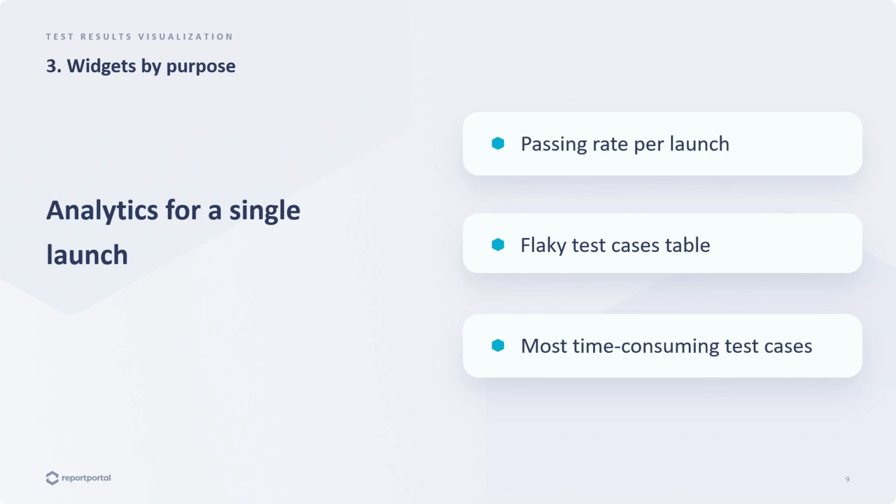It shows the percentage ratio of passed test cases to total test cases, including or excluding skipped ones, of the selected launch. The flaky test cases table shows the top 50 most flaky test cases within the specified previous launches. The test is displayed in the table if the test case status has changed at least once from passed to failed or from failed to passed in the specified previous launches. Most time-consuming test cases shows the top 20 test cases with the highest duration in the last execution of the specified launch. Let's check them in ReportPortal.